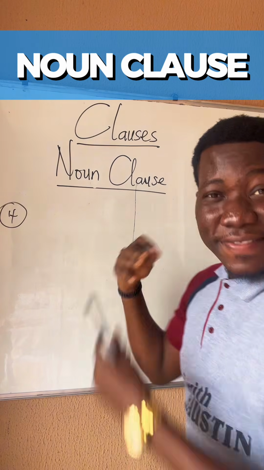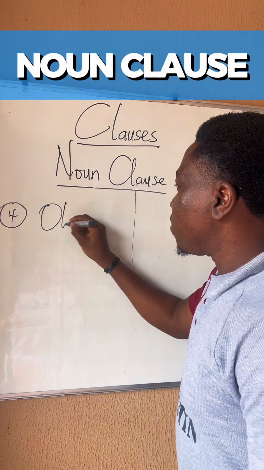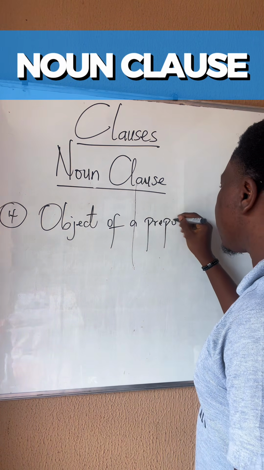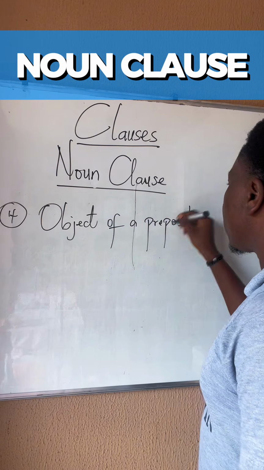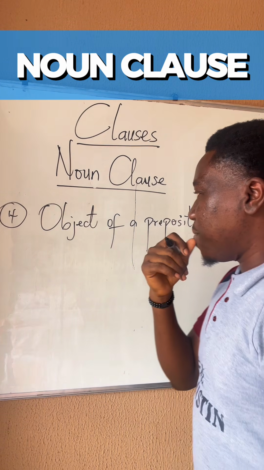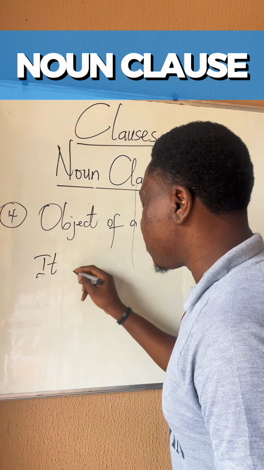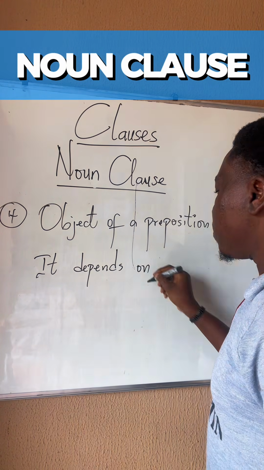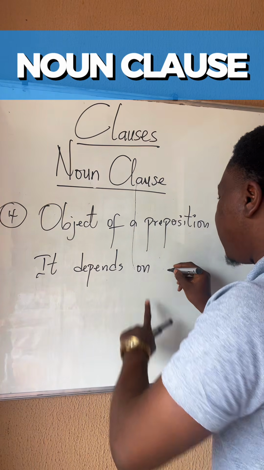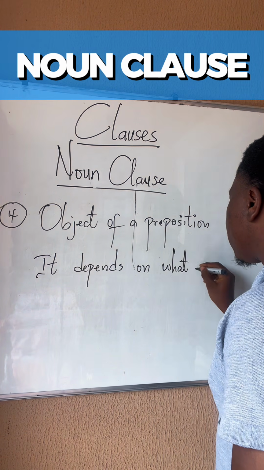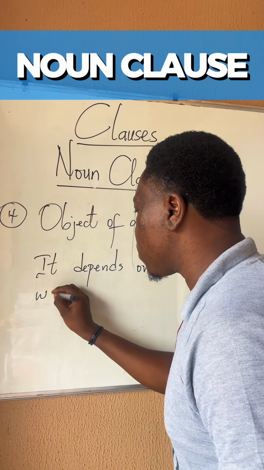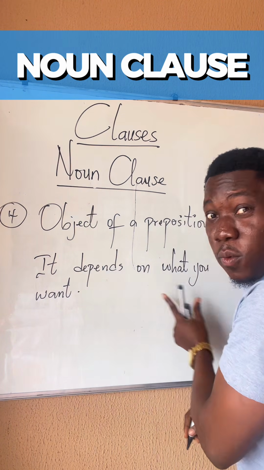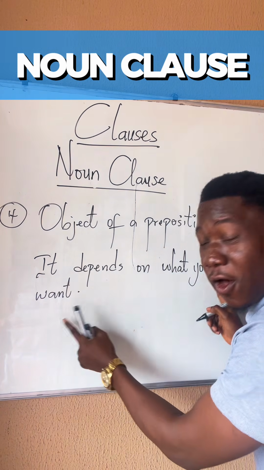Number 4. Noun clause also acts as object of a preposition. Object of a preposition. Let's see some examples. It depends on what you want. It depends on, it's a preposition. It depends on what you want. Subject, verb, preposition, object of the preposition.